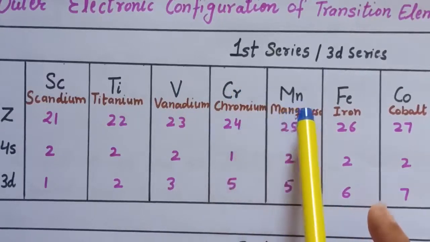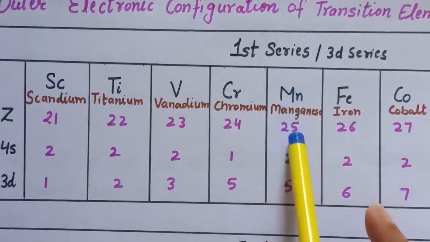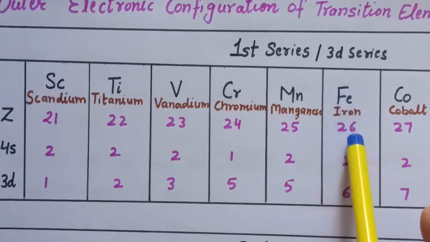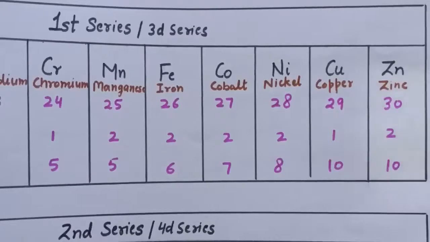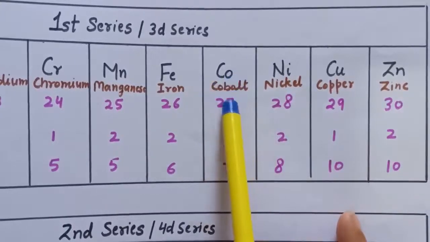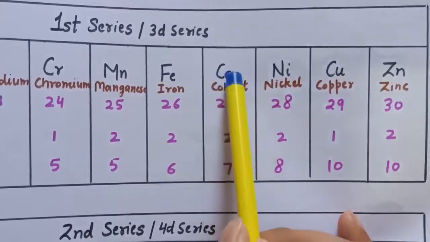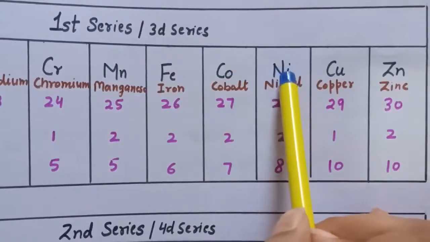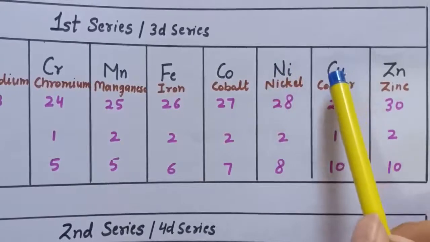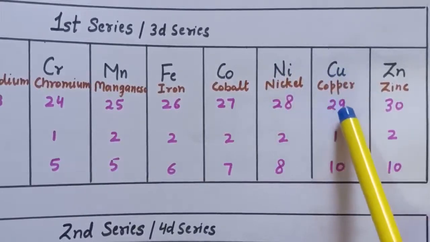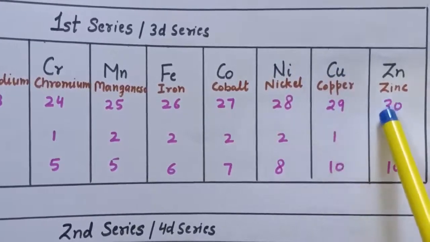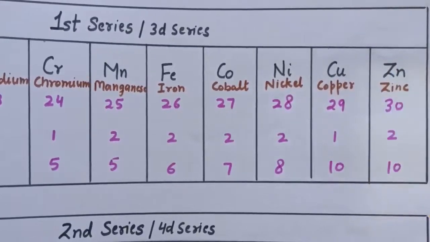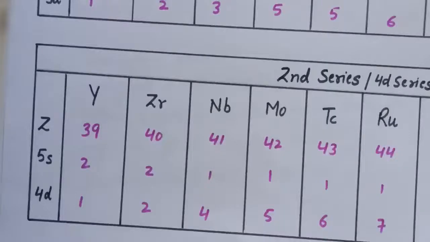Next is manganese. The symbol is Mn and the atomic number is 25. Next is iron, symbol Fe and atomic number 26. Next element is cobalt, atomic number 27 and symbol Co. Next, atomic number 28 is nickel and the symbol is Ni. Next element is copper, symbol Cu and atomic number 29. And the last element is zinc, symbol Zn and atomic number 30. So these are the 10 elements in the 3d series.